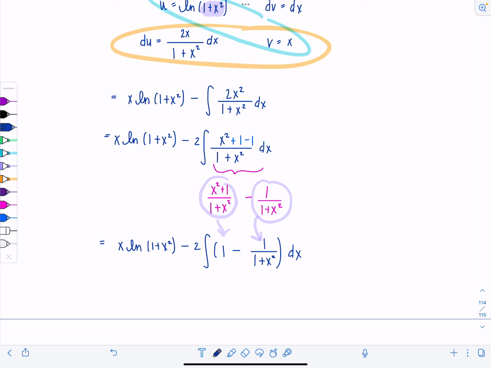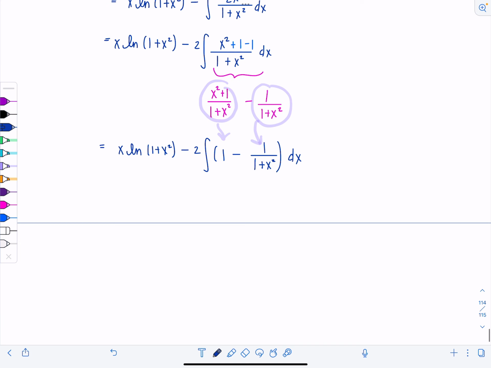Okay? Again, if you hated what I just did, it's fine. You can go ahead and do long division. Then from here, this is already done. This x ln 1 plus x squared minus 2 times antiderivative of 1, that's just x, minus antiderivative of 1 over 1 plus x squared. Yes, tan inverse of x, and then plus c.